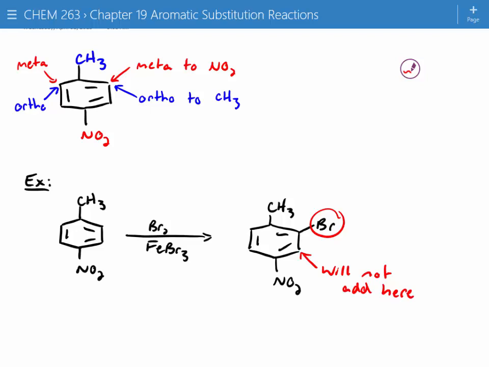So sometimes you have to step back and analyze every single substituent coming off of the ring, assess which positions they're directing to, and then kind of make a list at the end. So let's come up with a strategy that we can use for this.